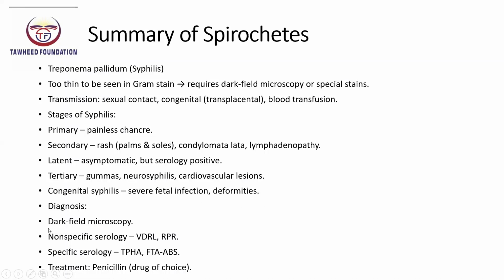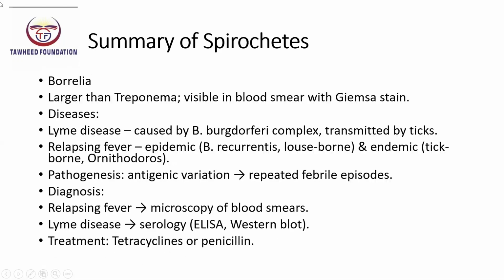Diagnosis includes dark field microscopy and non-specific serological tests, that is VDRL and RPR. Specific serological tests include TPHA and FTA-ABS. Treatment, drugs of choice will be given, but the most common one is penicillin.